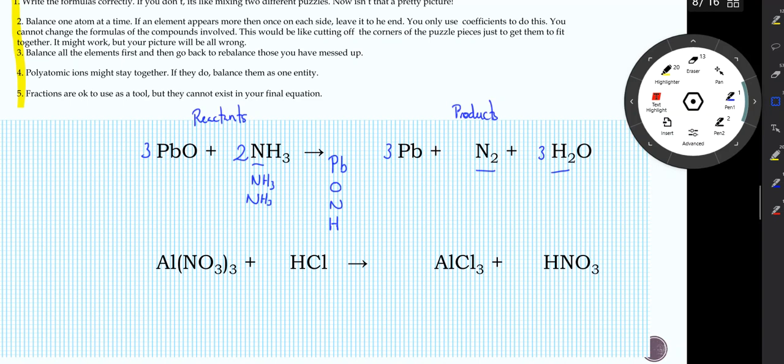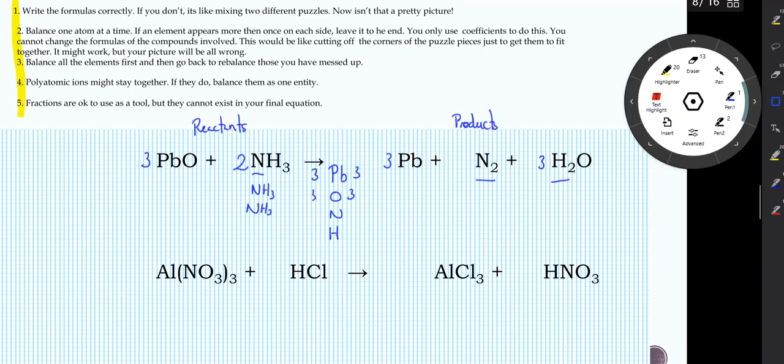in front of Pb. Now, just to check my work, I think I'm done, but I'm going to say I have 3 here, 3 here. I have 3 here and 3 here. I have 2 here and 2 here. I have 6 and 6. I'm done. Let's go on to the next one.